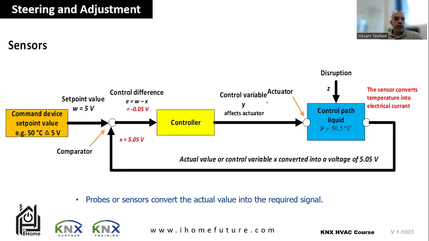Sensors here, as you can see, are responsible for taking the value of the temperature and converting it to electrical voltage. So the sensor converts temperature into an electrical signal. The actual value of the control variable is converted into electrical voltage as well. Probes or sensors convert the actual value into the required signal.